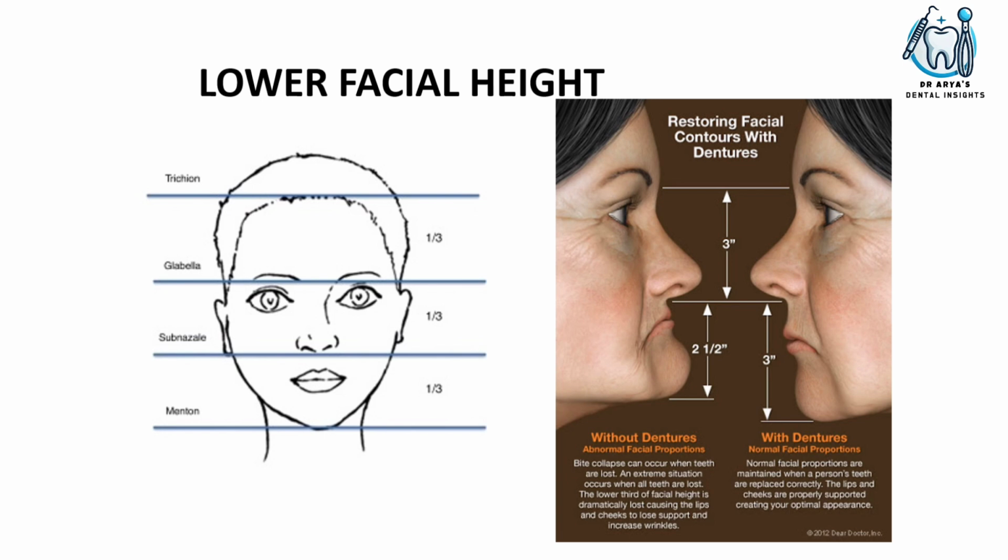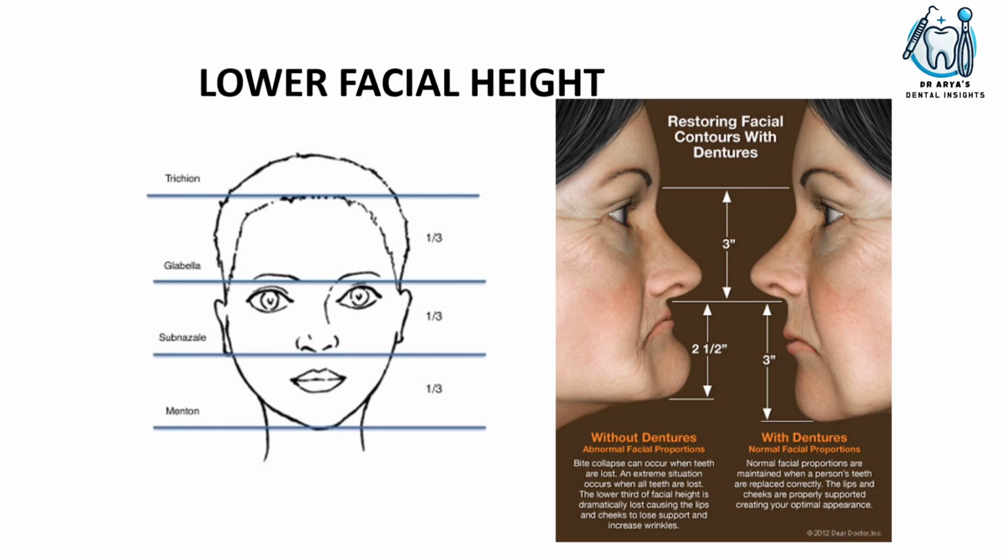Coming to lower facial height. So determining the lower facial height is important to determine the vertical jaw relation. It is the picture showing restoring facial contours with dentures. In the first picture, it is without dentures. Here showing abnormal facial proportions.